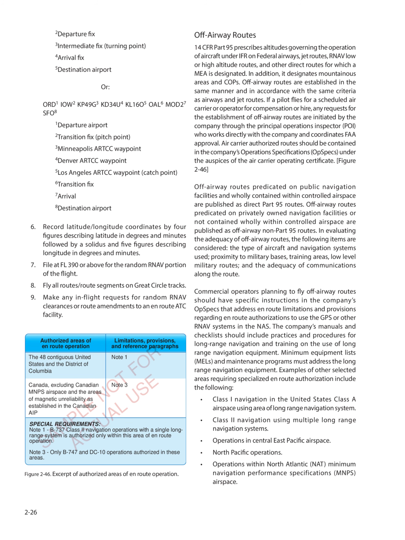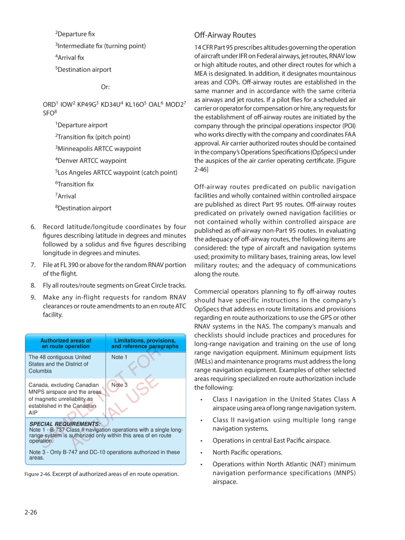Off-Airway Routes. 14 CFR Part 95 prescribes altitudes governing the operation of aircraft under IFR on federal airways, jet routes, slant run of low or high altitude routes, and other direct routes for which a MAA is designated. In addition, it designates mountainous areas and COPs. Off-airway routes are established in the same manner and in accordance with the same criteria as airways and jet routes.